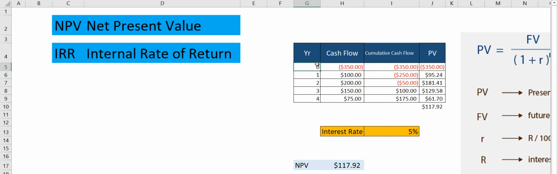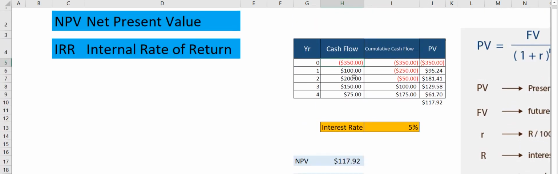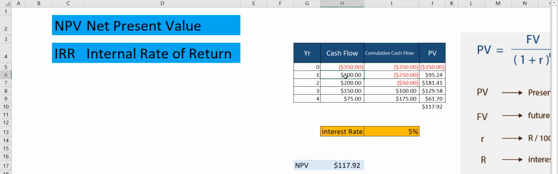In the first year we have invested $350 in one of the investments. Then we have gained over the 4 years $100, $200, $150 and $75 accordingly. So our cumulative cash flow becomes minus $350, then we have a payback of $100, so that becomes minus $250, then minus $50, then $100, and at the end $75.